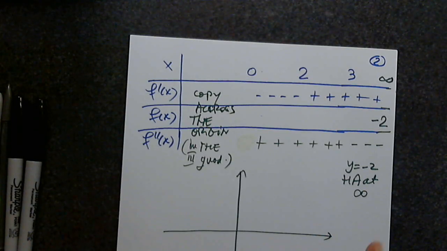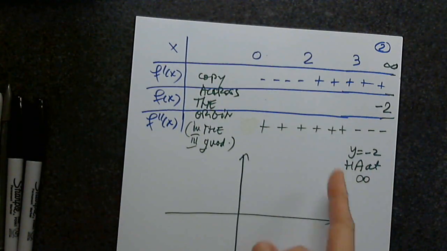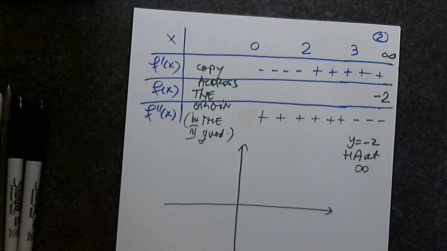Okay. This says that there is a horizontal asymptote at y equals -2. It was -2, correct? Did I copy it correctly? Yep. Always keep an eye on what I copy, please. So as x approaches infinity, y equals -2.